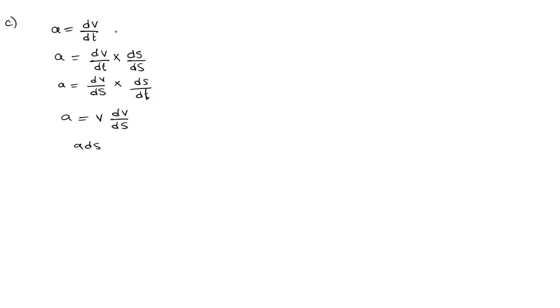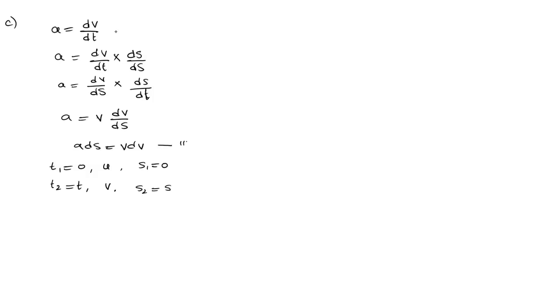a into ds is equal to v into dv. When the time t1 is equal to 0 seconds, the initial velocity is u, and the distance traveled by the body, s1, is 0 meters. After some time, that means t2 is equal to t seconds, the body attains the velocity v. Then s2, the distance traveled by the particle or body, is s meters.